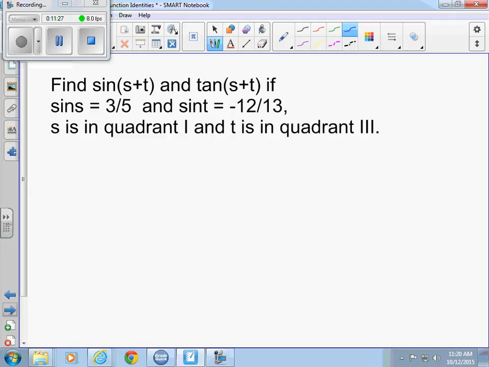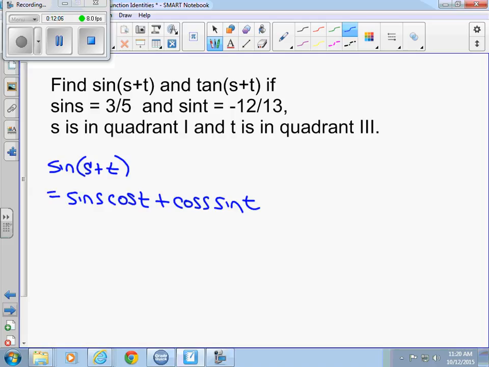Okay, so let's start with the sine of s plus t. I don't know what the angles are, so I can't add the angles together and find a new triangle. That would be very difficult and probably impossible. But what I can do is break sine of s plus t into sine of s, cosine of t, plus cosine of s, sine of t, using one of the identities. Does that look right? Is that how yours is, or is yours flipped?